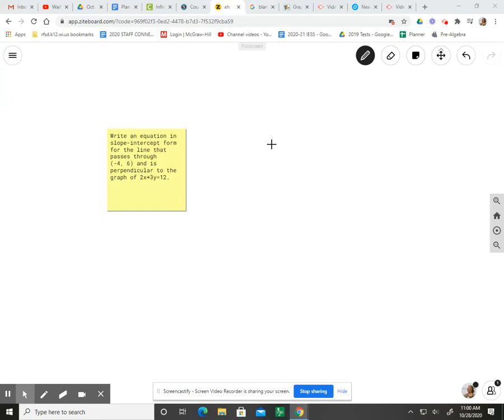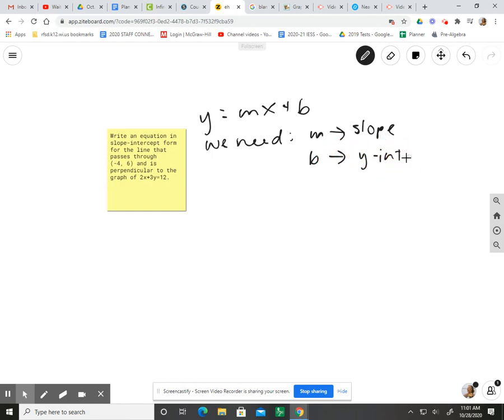Write an equation in slope-intercept form for the line that passes through (-4, 6) and is perpendicular to the graph of 2x + 3y = 12. Okay, so we want to end up with an equation in slope-intercept form. So what do we need? We need m and b. So m being slope and b being the y-intercept.